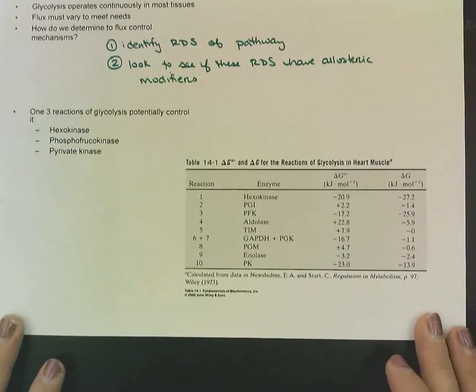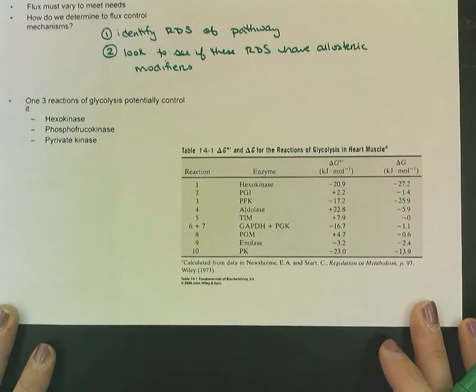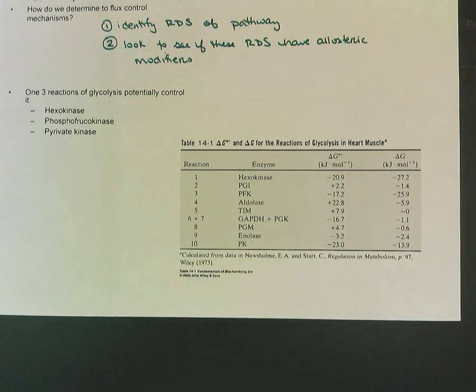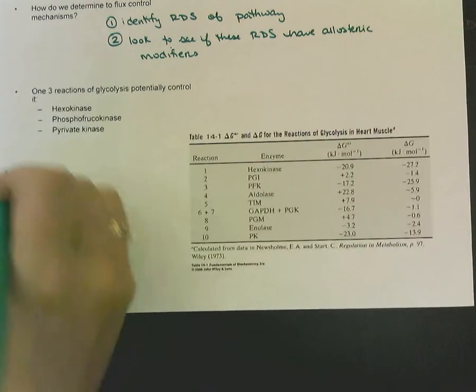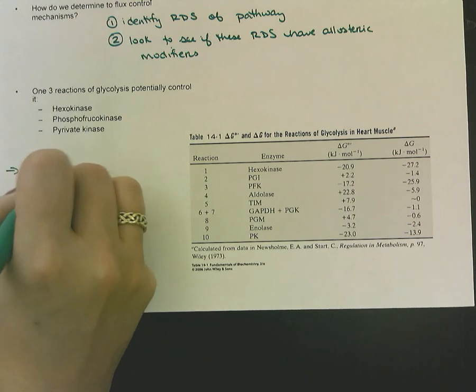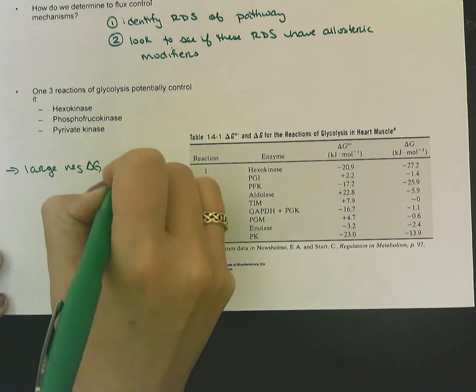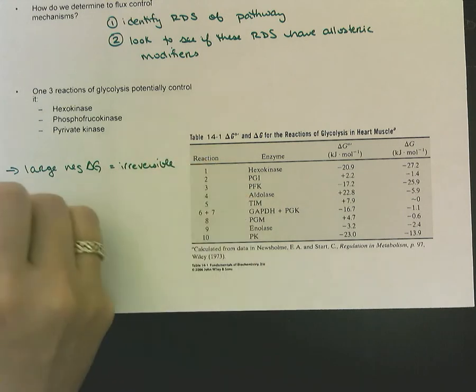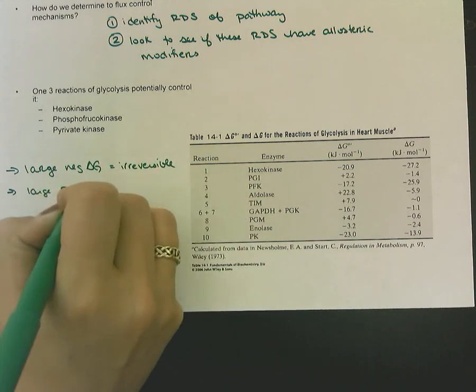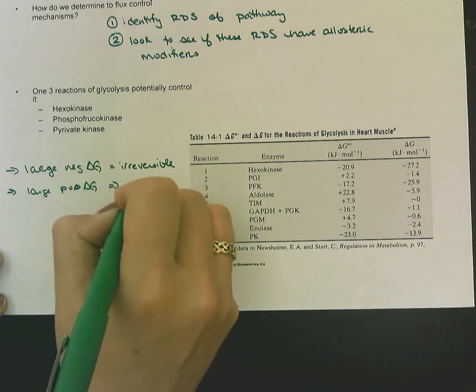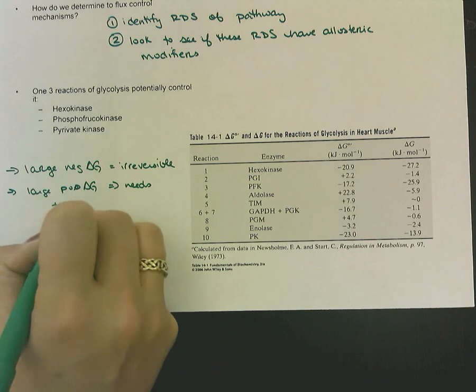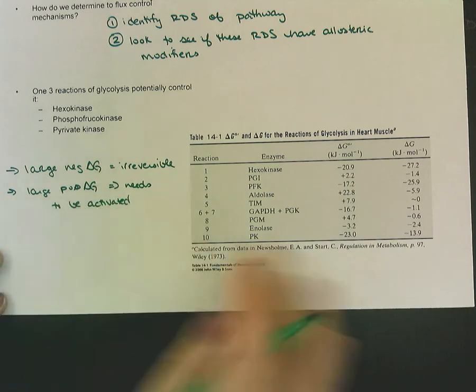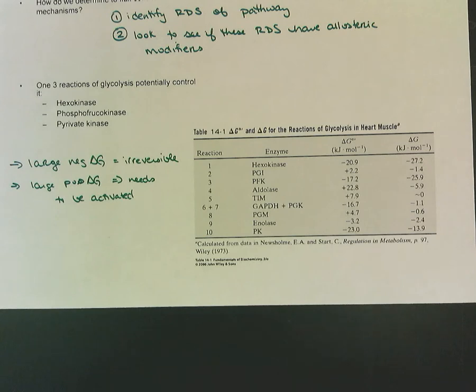So let's take a look at the enzymes of glycolysis. There are only really 3 good choices that have either a large negative delta G, which means they're irreversible, right? That's what we talked about before. Or if they have a large positive delta G, they'll need to be activated in some way, right? That's how we looked at rate determining steps.